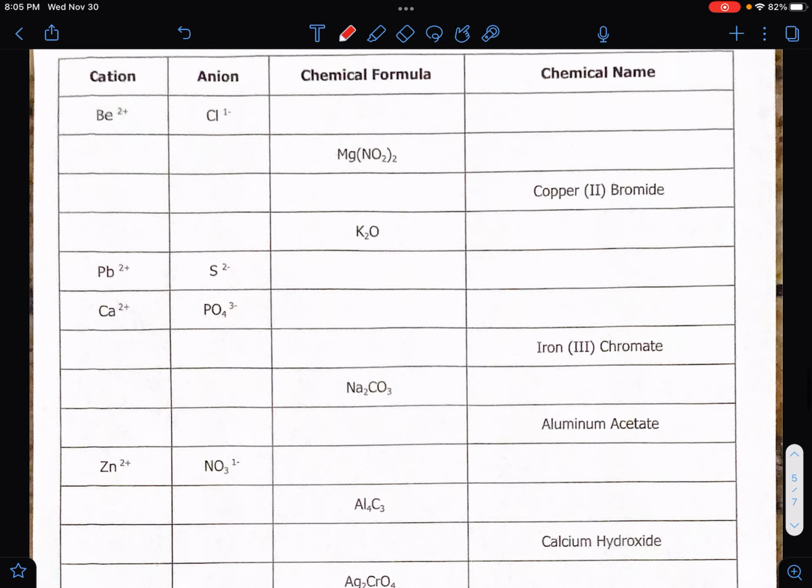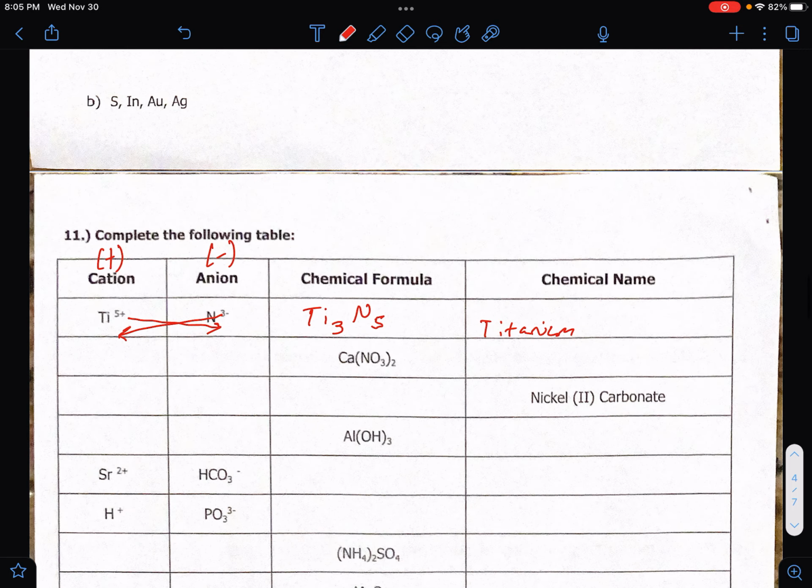So let's go back up here. Remember your Roman numerals: it is for your charge, not how many you have. It's just for the charge of 1. So its charge is 5. So that would be V. So titanium V. And then nitrogen becomes nitride. So please remember, if it is just an element by itself off the periodic table, so nitrogen is on the periodic table, you have to change it to nitride.